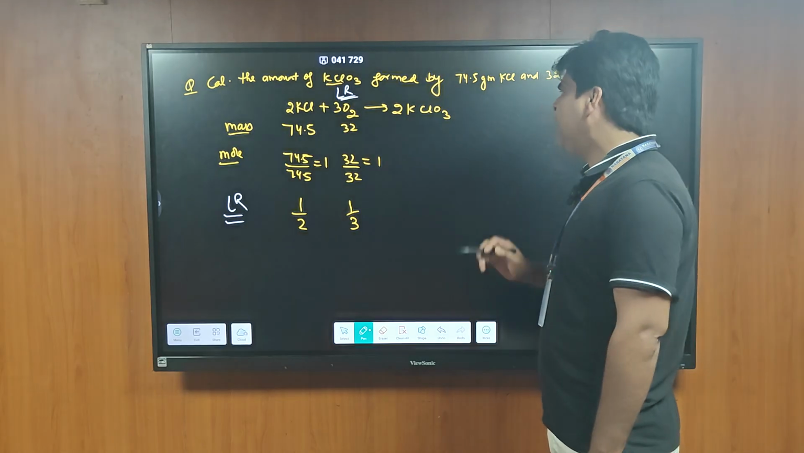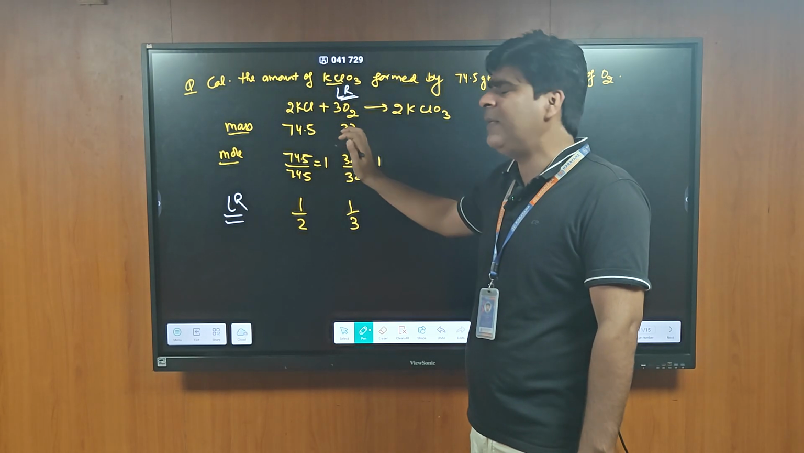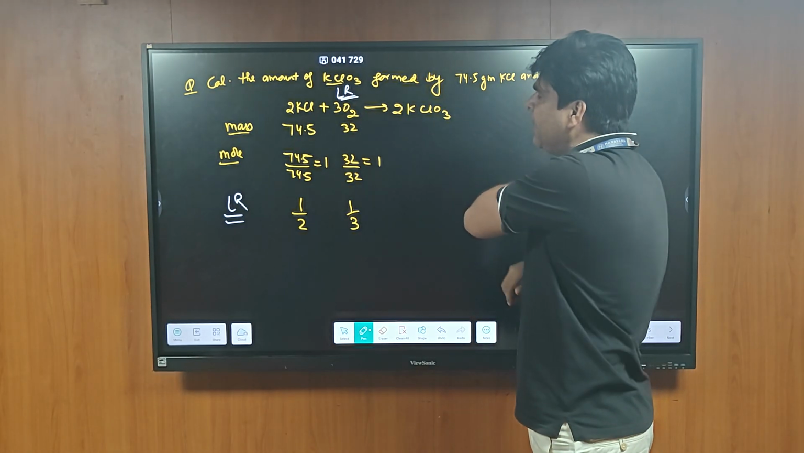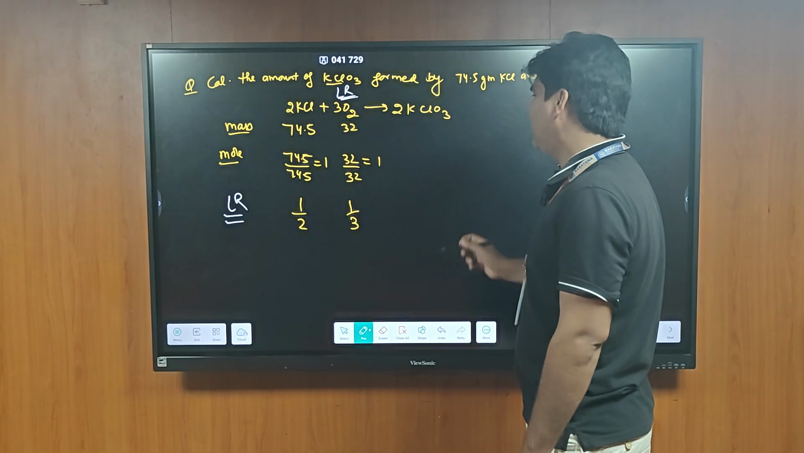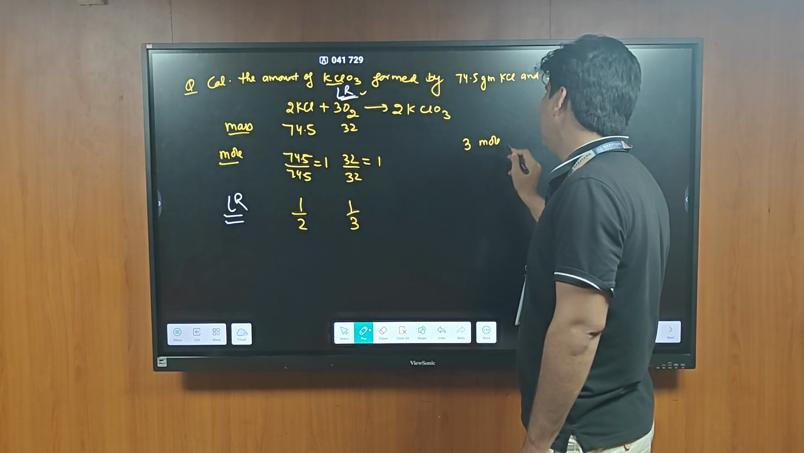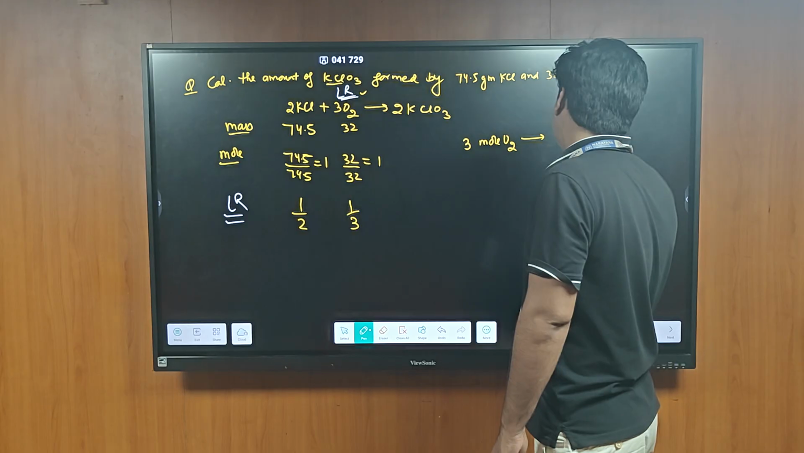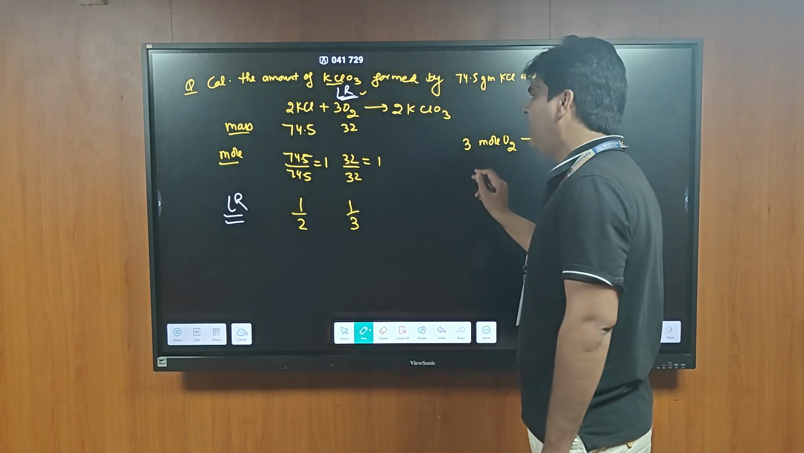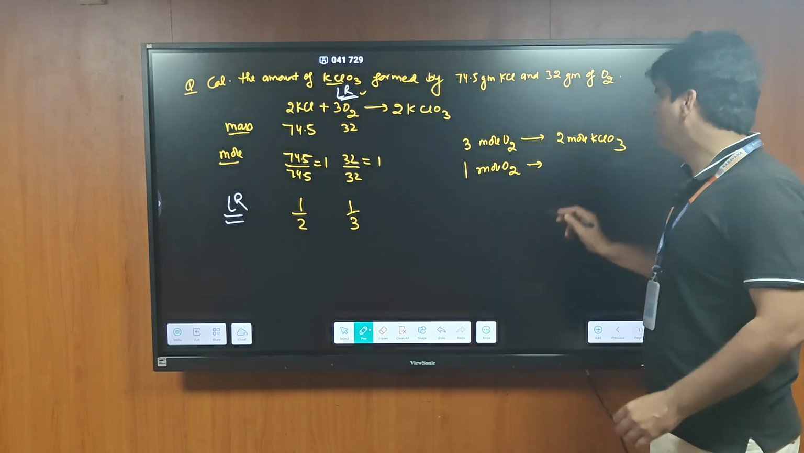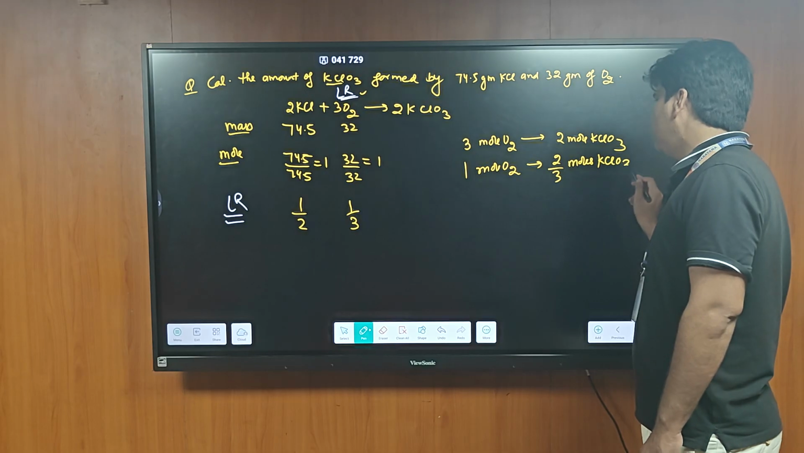Now, how will we calculate the amount of KClO3 formed? In this reaction, 2 moles of KCl react with 3 moles of O2 and we get 2 moles of KClO3. First of all we'll have to deal with this equation only. Which is LR? O2. Now we'll say that 3 moles of O2 give 2 moles of KClO3. Then 1 mole of O2 will give 2 by 3 moles of KClO3.